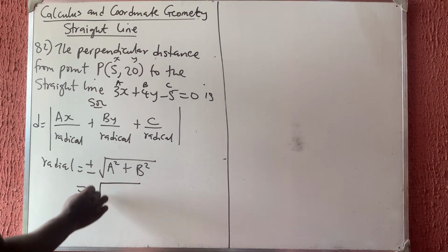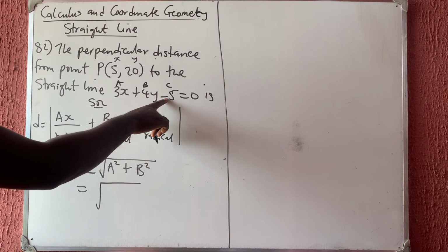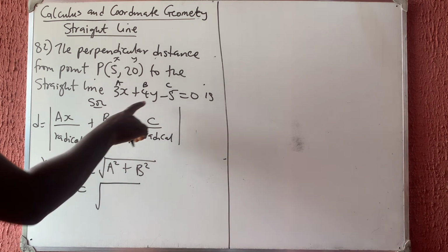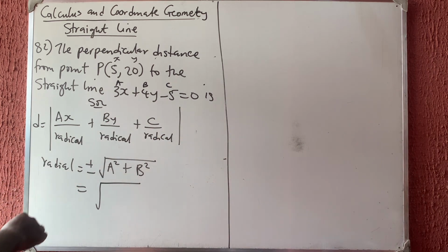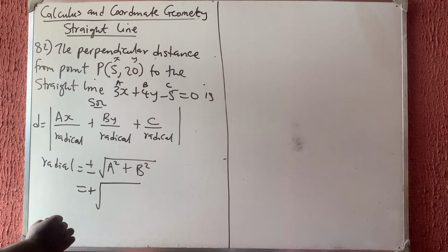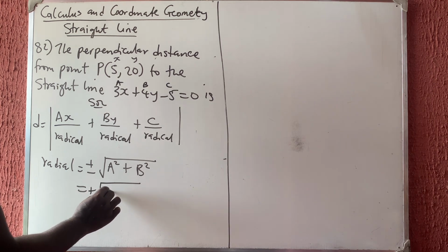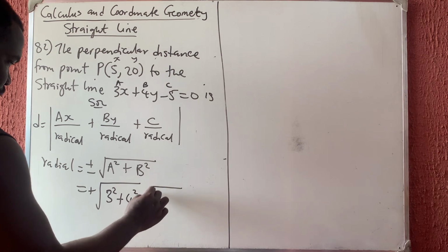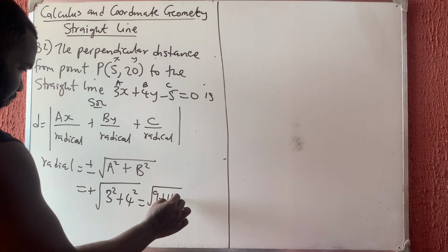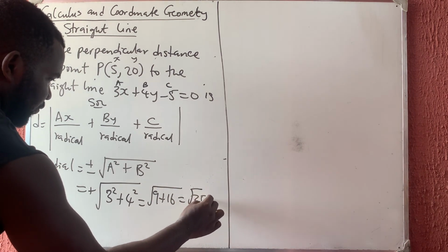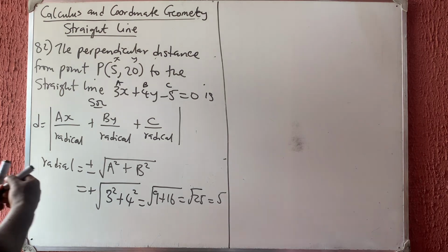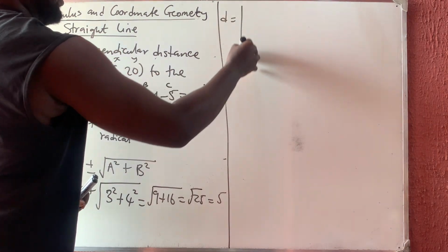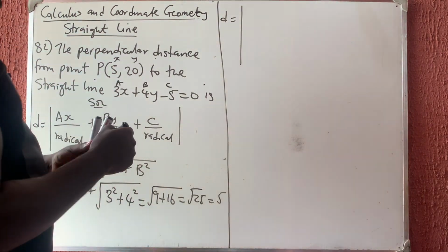So let's go. This is now the square root of, now, since my c is negative, my radical is going to be positive. But if c is positive, my radical will be negative. So I have positive of 3 squared plus 4 squared, which is what? The square root of what? 9 plus 16, which is the square root of 25, which is 5. So my radical is 5. So the perpendicular distance will now be the absolute value of, what is my a?